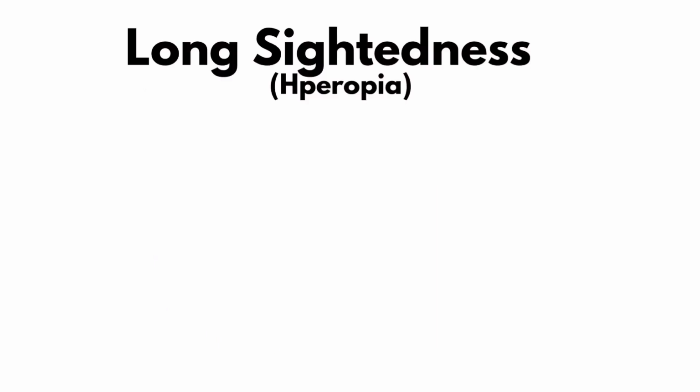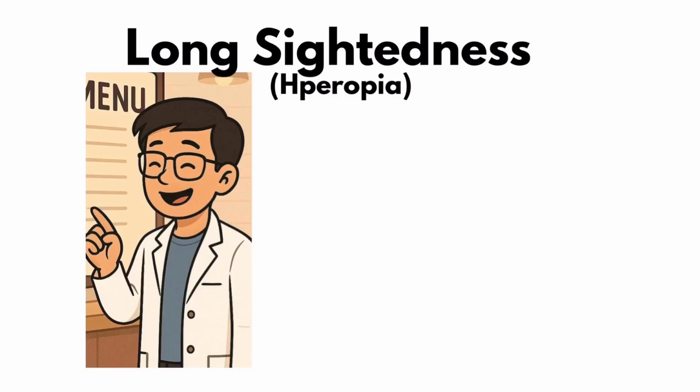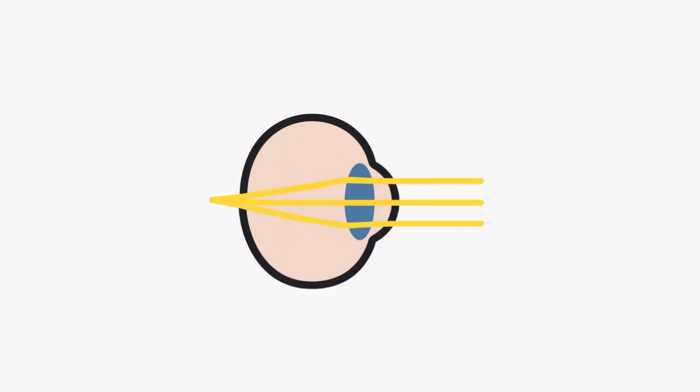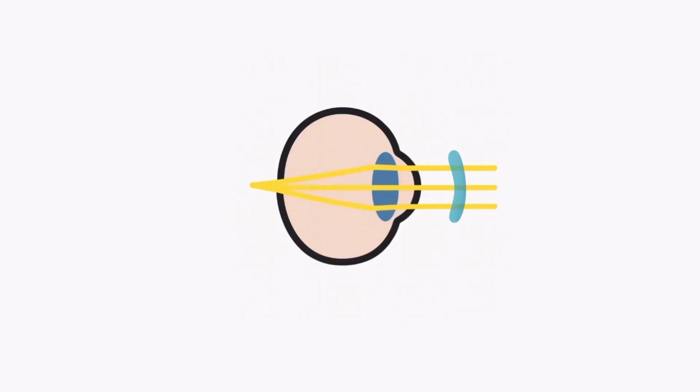Long-sightedness or hyperopia is the opposite. Distant objects look clear, but nearby objects appear blurry because the light focuses behind the retina. This can happen when the eyeball is too short or when the lens cannot become round enough. Convex lenses fix this by bending the light inward so the image falls exactly on the retina.